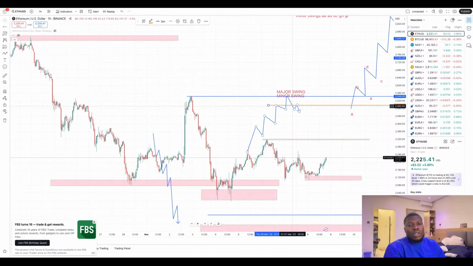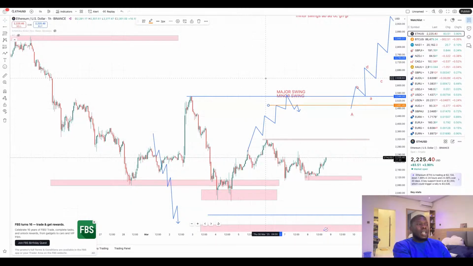So if you have any question, you should just type it in the comment box. If you don't understand the major swing and the minor swing, just bear it in mind that when you want to mark your area of interest in a chart, it should be your major swing, not these minor swings, for you to take a buy or a sell.